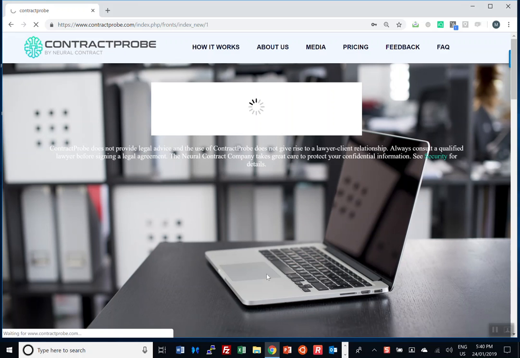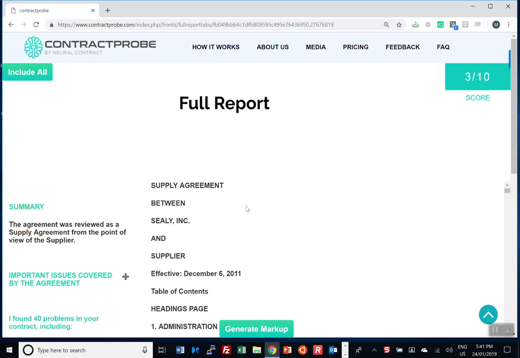They then press Analyze Contract. The contract is now being uploaded to the server hosted on Amazon Web Services, and ContractProbe is looking for problems with the contract, such as terms which are not defined, which should be defined, clauses which are missing and which are harmful for the relevant person, and also clauses that are present and which are harmful. So in this case, a score of 3 out of 10 is given.